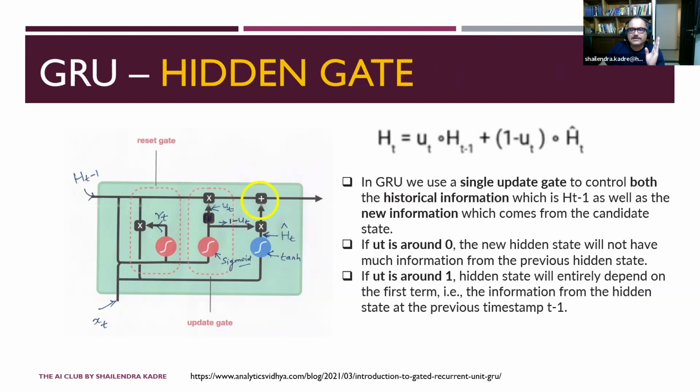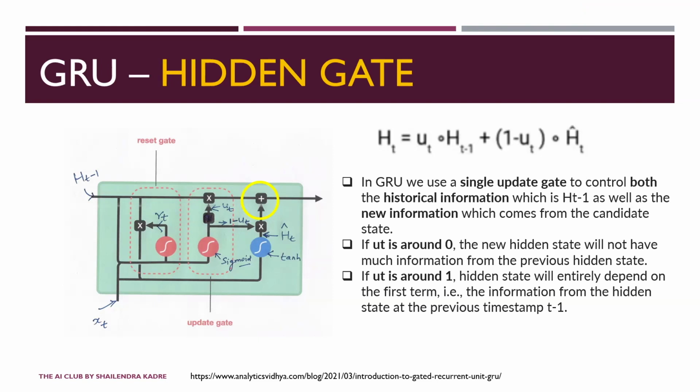Then we go next, which is the hidden gate here. First you see UT. UT was going up and HT is coming from the top. Both are getting an element-wise multiplication, plus it is getting added to 1 minus UT cross HT. Is this equation understood, Dr. Shailesh and Malti madam?